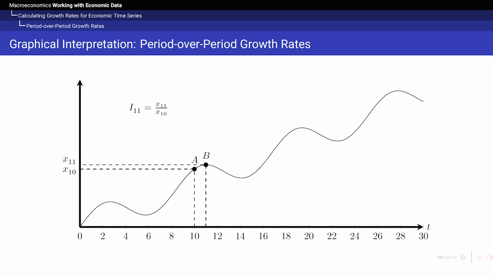Here we see a graph which shows the evolution of a fixed base index. The chain index, or the month-over-month growth rate in period 11, can be calculated as x11 over x in period 10. So this is basically ordinary percentage change.